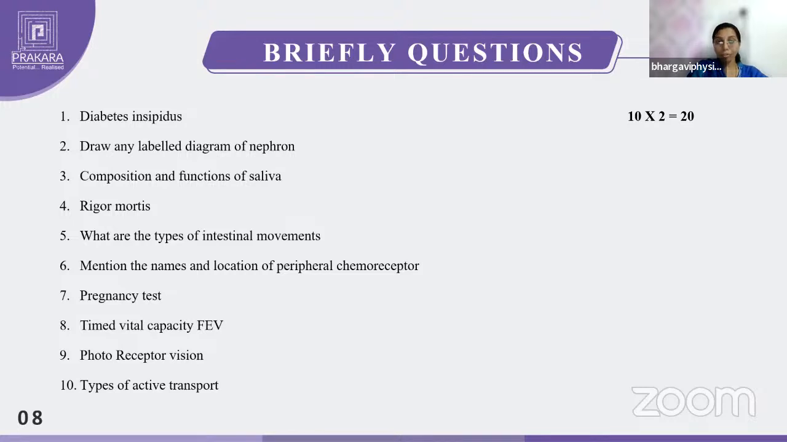Then types of active transport. Here you can write the primary and secondary active transport and the examples, instead of explaining everything. So what is meant by active transport, types and examples. That's it. With this, you are going to wind up the types of active transport.